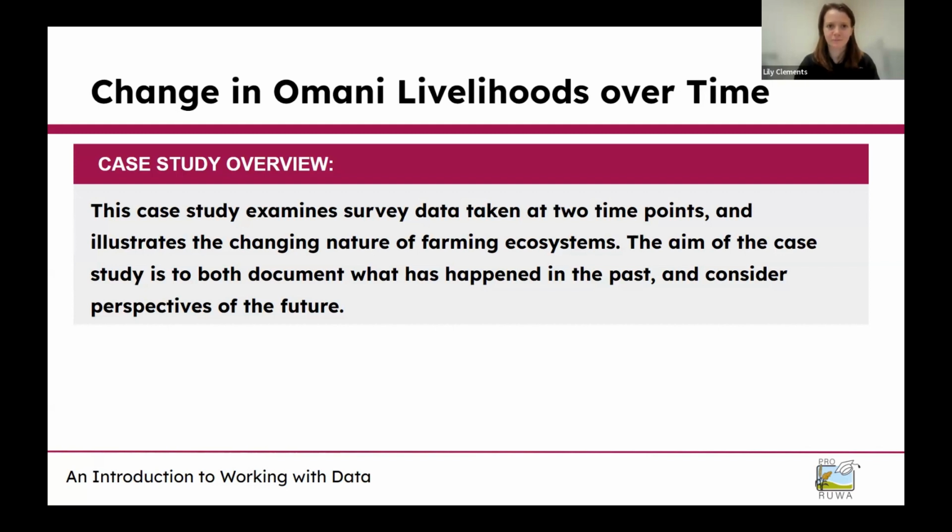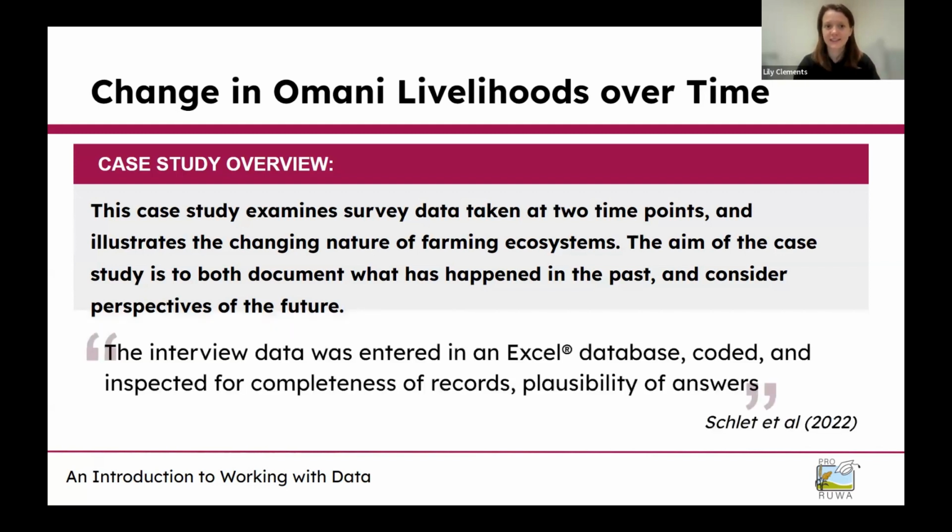In analysing this data, it said in the paper on the data that the interview data was entered in an Excel database, coded and inspected for completeness and plausibility of answers. This is not uncommon to use something like an Excel database to do these things. And actually, today we're going to dig into this as an example of using pivot tables.